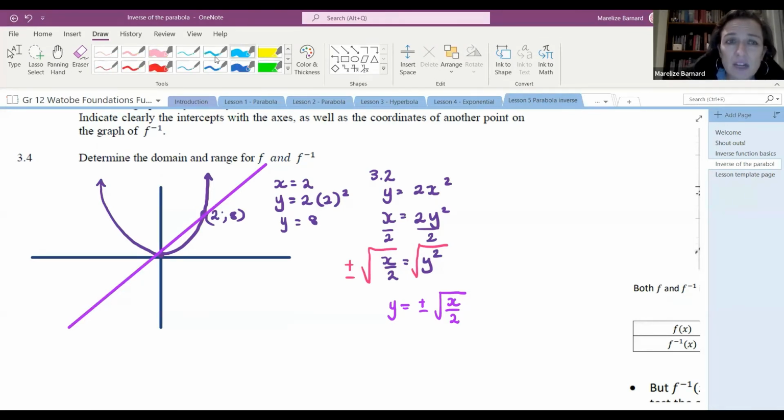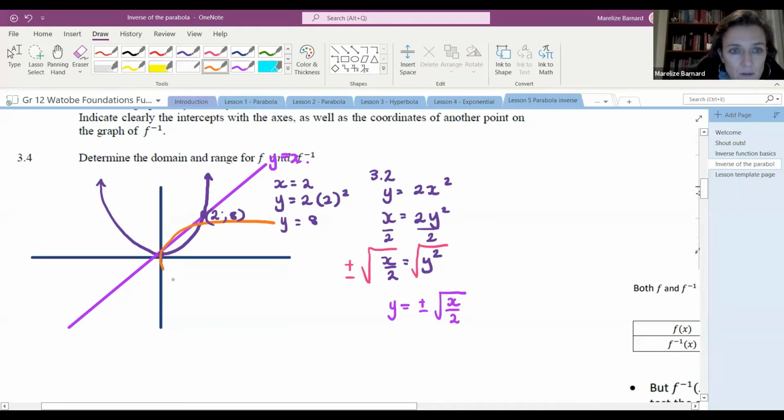Remember what I said, if you get really stuck, just use that line y equals x and think of folding your page and making an imprint of your parabola. Oh, wrong color. I want to make it orange. Okay, so this is f of minus 1. And this was f of x.